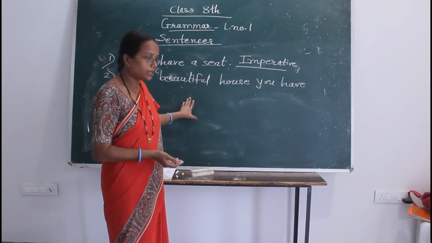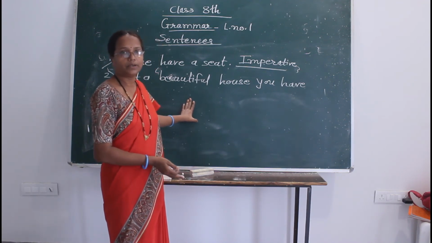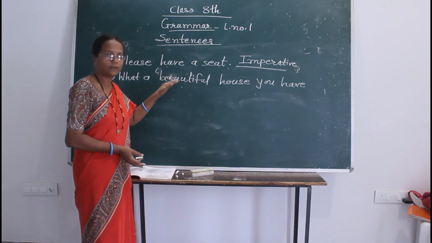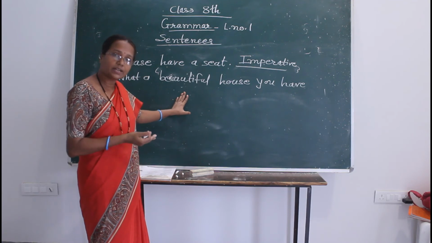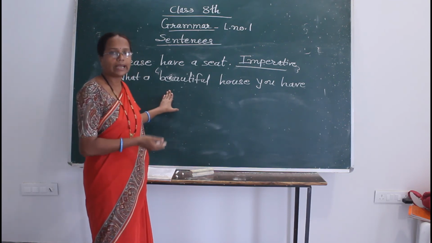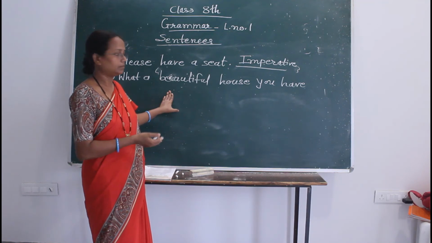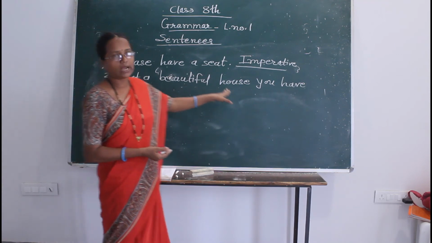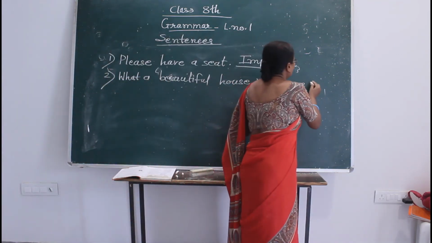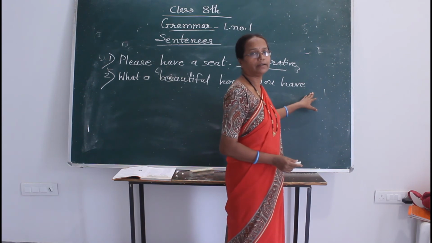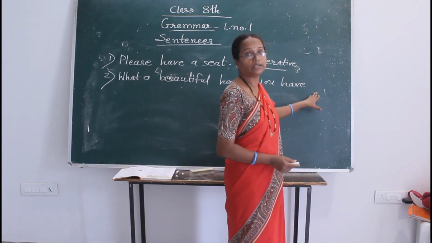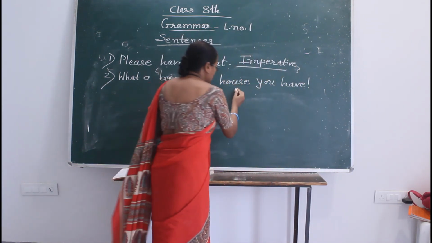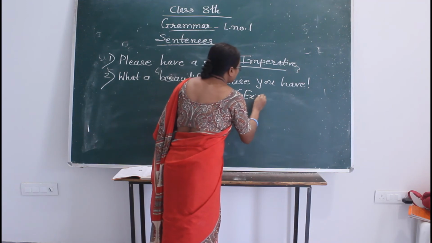या फिर हम कभी कभी बोलते हैं कि बाप रे कितना बड़ा सा, या फिर आहा हा कितना सुंदर फूल. तो इस तरह के जो उद्गारात्मक वाक्य होते हैं उनको हम हिंदी में विस्मयादिबोधक बोलते हैं तथा इंग्लिश में एक्सक्लेमेटरी सेंटेंसेस या वाक्य कहते हैं. ठीक है. तो What a beautiful house you have will come. What sign will we keep here at the end? Which punctuation mark will you keep here? It will be an exclamatory sign, and the sentence will go to the exclamatory category.